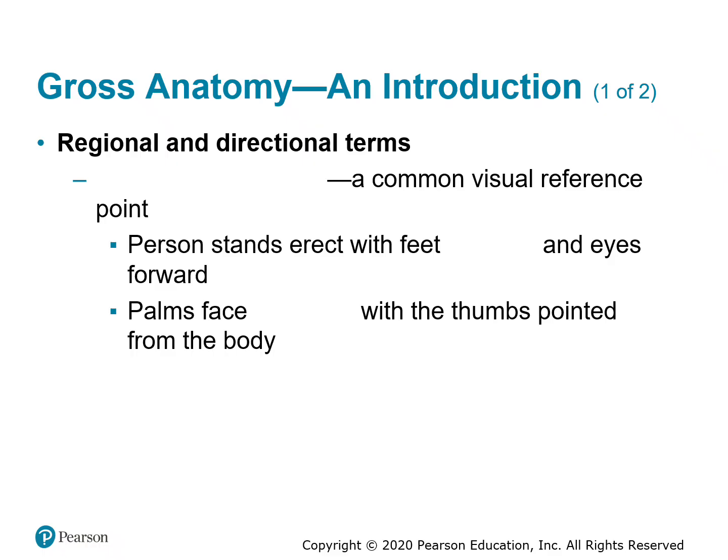In gross anatomy, we talk about some directional terms. These directional terms kind of help us orient ourselves to where we are, okay? Anatomical position is a set visual reference point. Anatomical position is where a person will stand with their feet together and their eyes facing forward. Their palms will be anterior with the thumbs kind of pointed away.